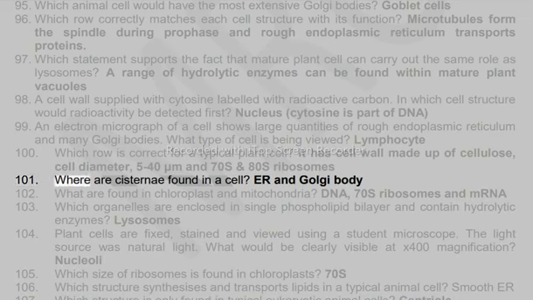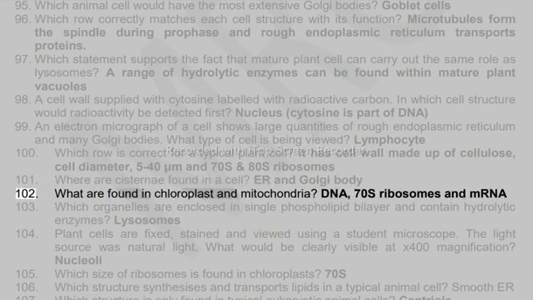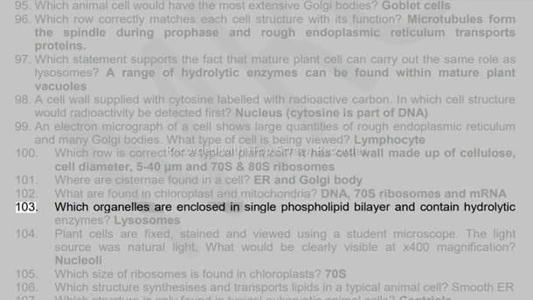101. Where are cisternae found in a cell? ER and Golgi body. 102. What are found in chloroplast and mitochondria? DNA, 70S ribosomes, and mRNA.